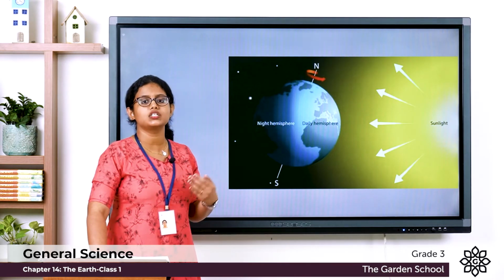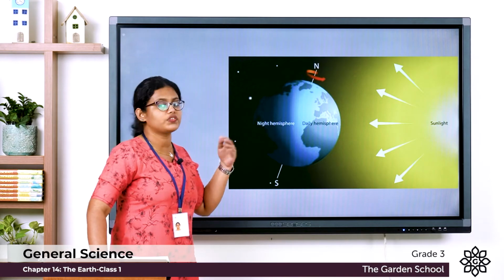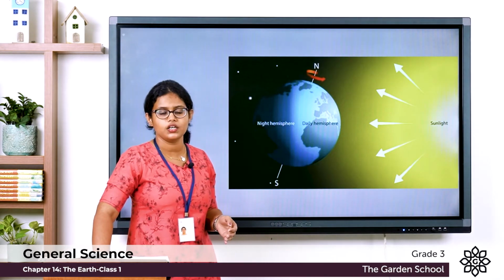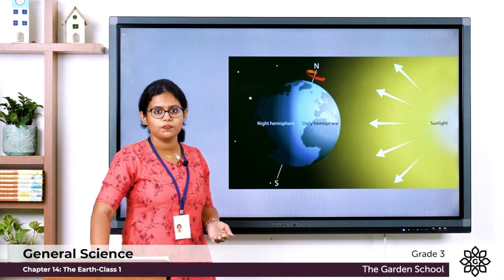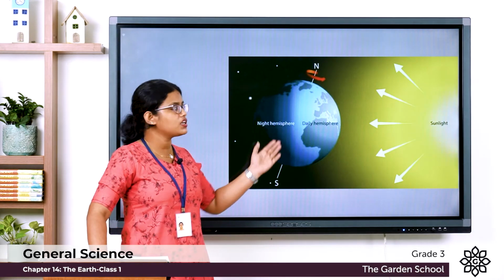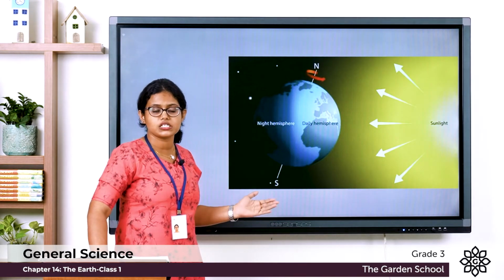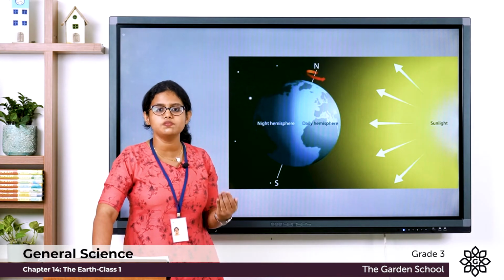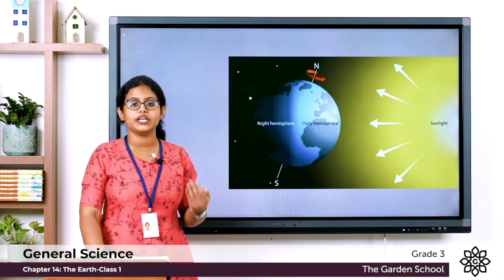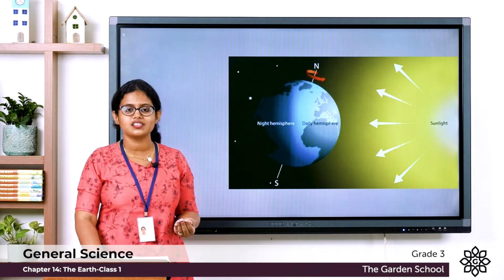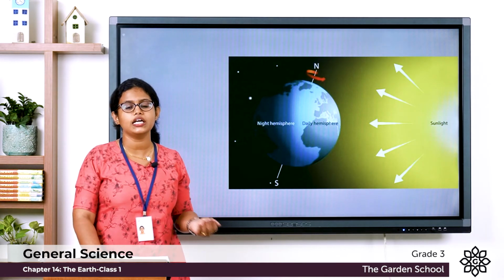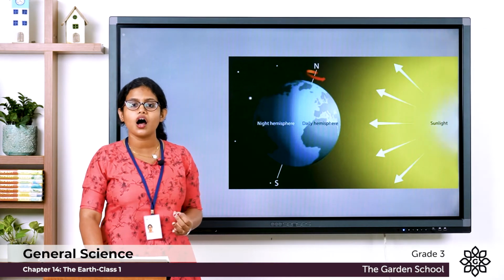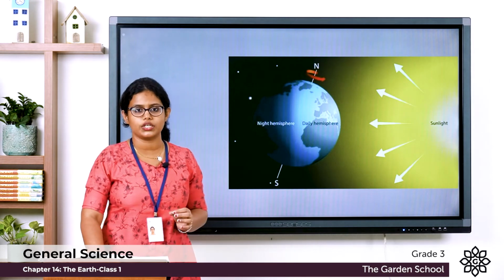So as the earth keeps on rotating, the part of the earth which is away from the sun comes closer to the sun, and that part will have day, and the part of the earth which was nearer to the sun moves away from the sun, and that part will have night. This keeps on changing. So the day and night occurs due to the rotation of the earth. And the earth takes one day, which means 24 hours, to complete one rotation.